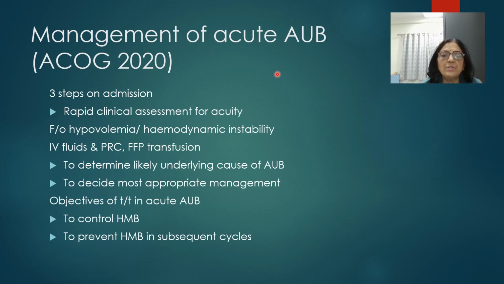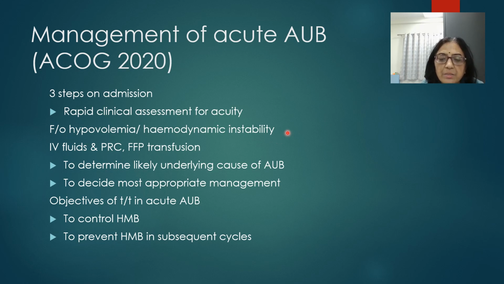Now, one area which is very important is acute AUB. The patient has come with heavy menstrual bleeding and she's bleeding profusely. And you see that she has tachycardia and she has features of sometimes hemodynamic instability or hypovolemia also. Falling blood pressure might also be there. So how do we deal with these cases?